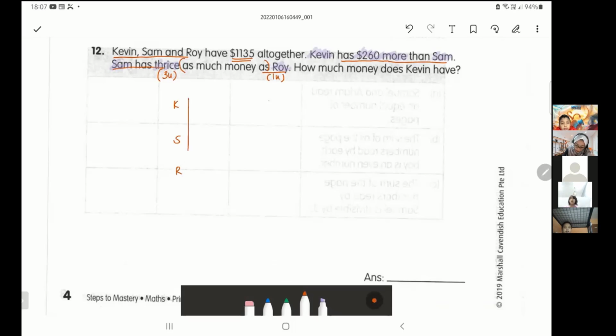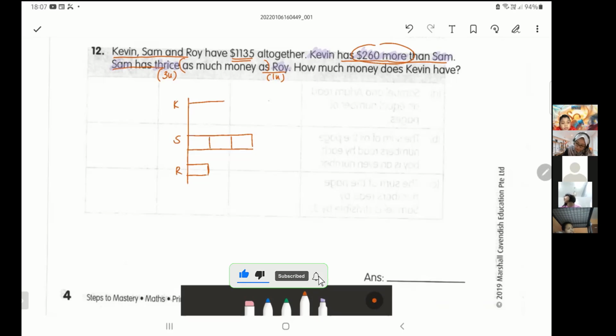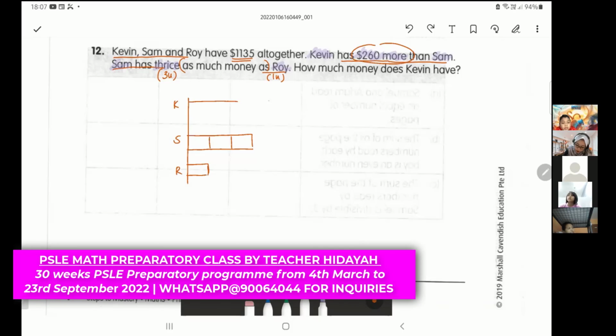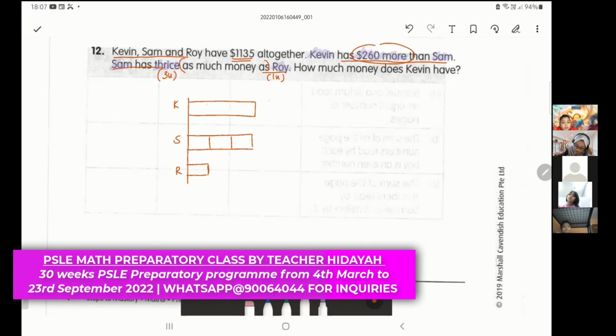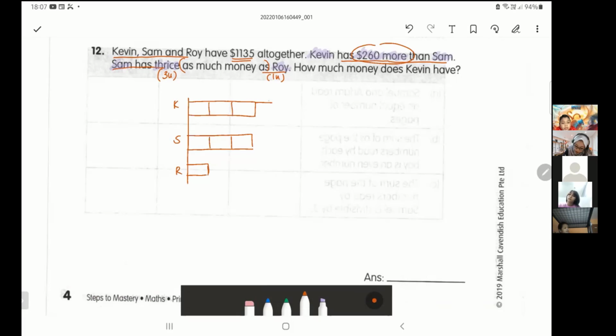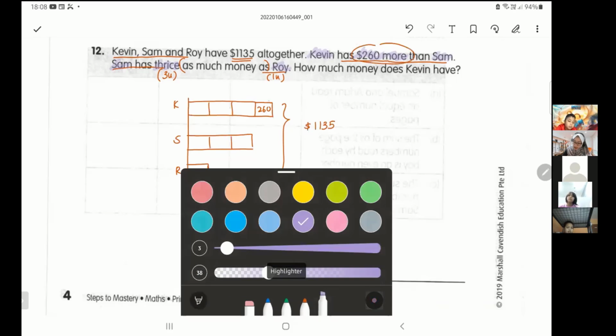So I know that Roy have 1 unit. Sam have 3 units. Right? Like this, right? Then Kevin has $260 more than Sam. So Kevin will have the same as Sam, but extra 260. Same as Sam, but there is an extra of 260, right? And they have a total of $1135.